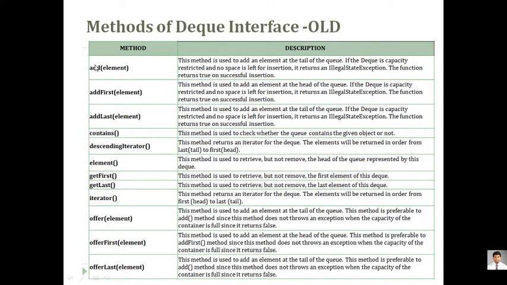Same way, there is element. It's just like get. You can retrieve an element by using a function called element. You can check whether the element is present or not. Then getFirst. It will be specified only for the first element of your queue, that is, what is the first element. Same way for getting the last element of the queue, that is getLast. Then iterator for the purpose of iterating over the elements. Then new things have been added.